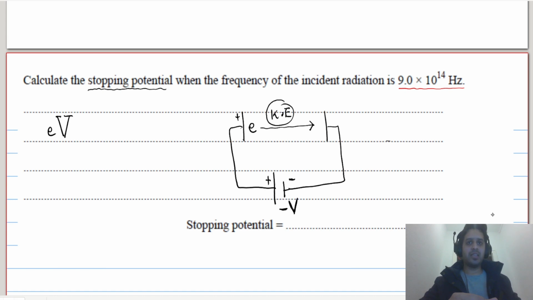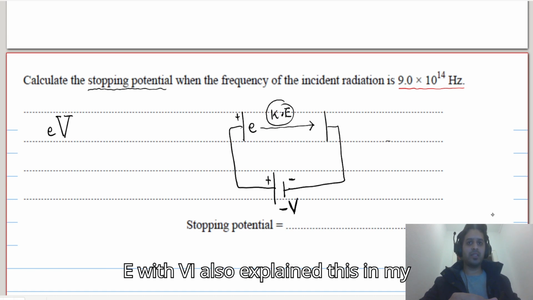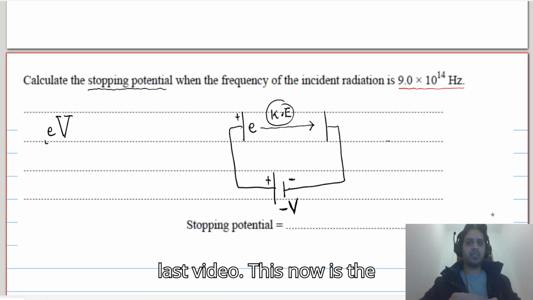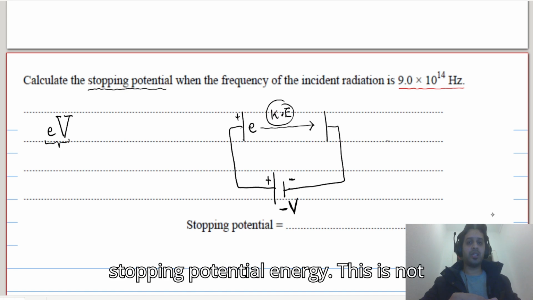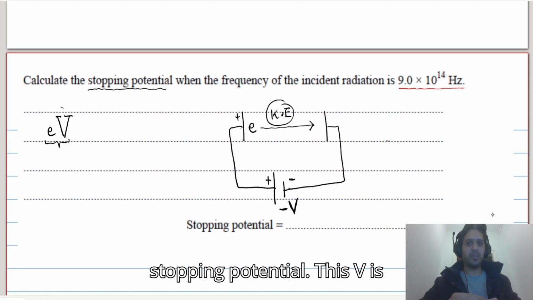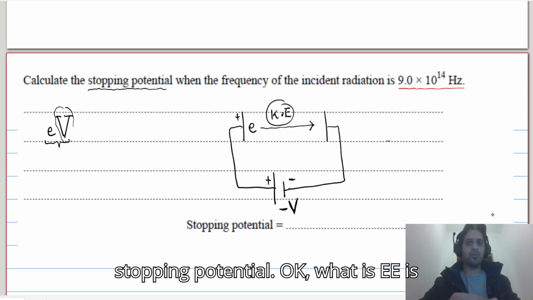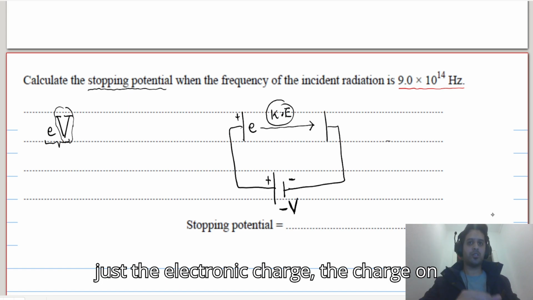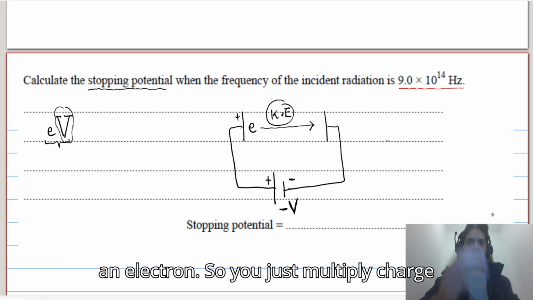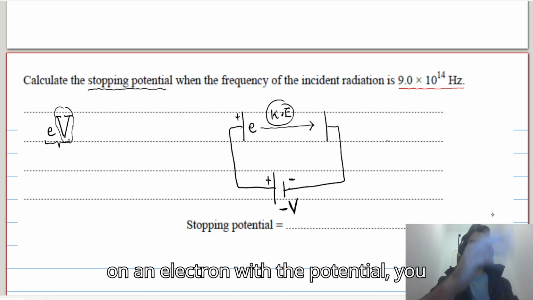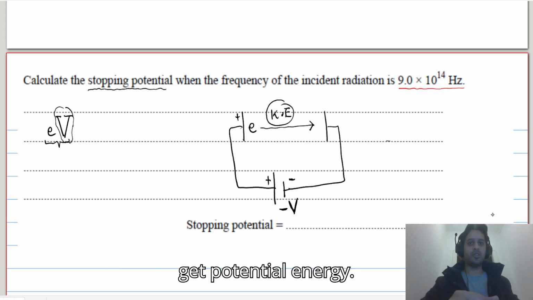If you multiply E with V, I also explained this in my last video, this now is the stopping potential energy. This is not stopping potential. This V is stopping potential, okay? What is E? E is just the electronic charge, the charge on an electron. So you just multiply charge on an electron with the potential, you get potential energy.